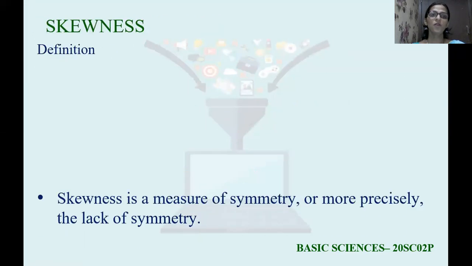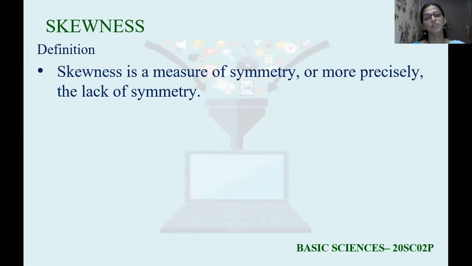Now, first of all, what is skewness? Skewness is the measure of symmetry, or more precisely, the lack of symmetry. That means if you have a set of data values, are those data values distributed in the same way from their mean on the left hand side as well as on the right hand side? The measure of that is skewness.